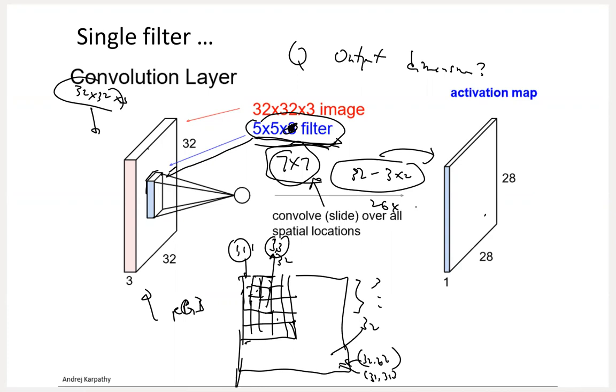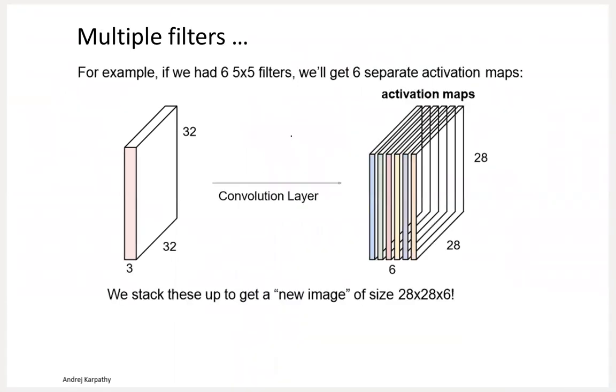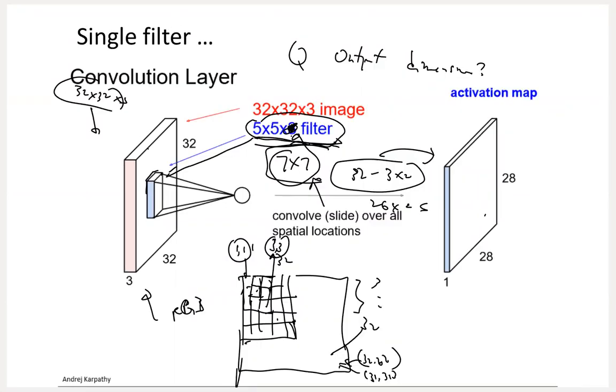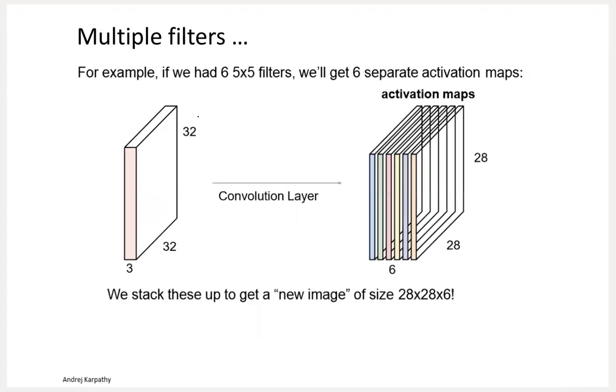Okay, I'll just erase this one here because we typically don't just use one filter. We will have multiple filters and put them in a stack. For example, I have 6 filters of 5 by 5 here. Then after the conv layer, I have a 3-dimensional object, starting from 32 by 32 by 3, it becomes 28 by 28 by 6.